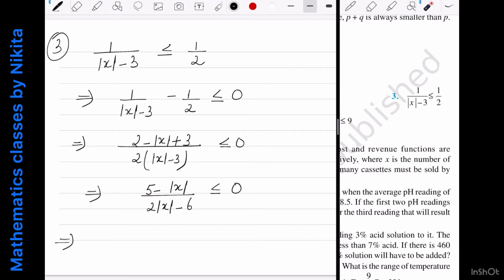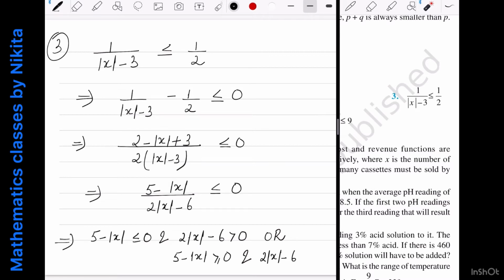Now again, because the question is in the form of a fraction, what cases will you have? That 5 minus mod x is less than or equal to 0 and 2 mod x minus 6 is strictly positive, or you will have that 5 minus mod x is greater or equal to 0 and 2 mod x minus 6 is strictly less than 0. Now let's see each case one by one.